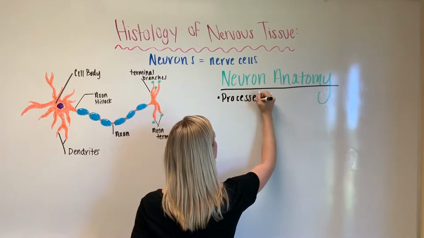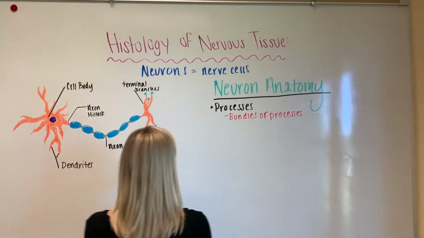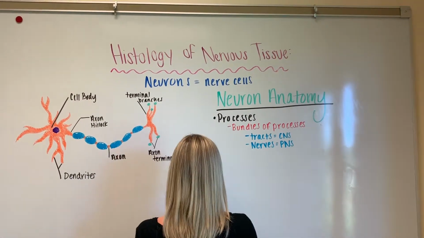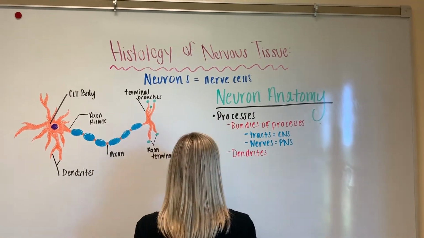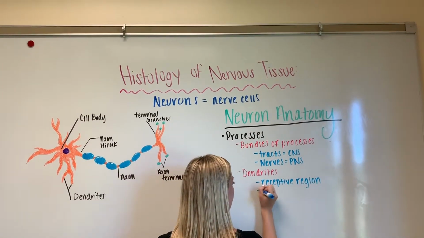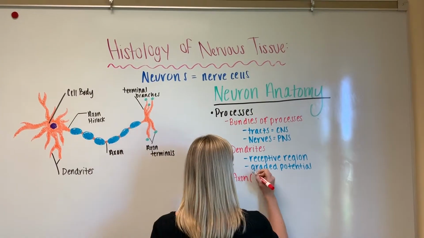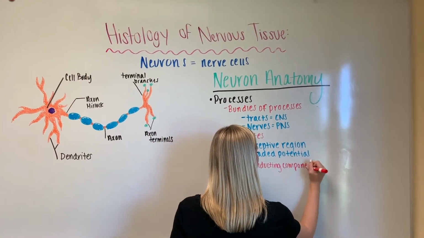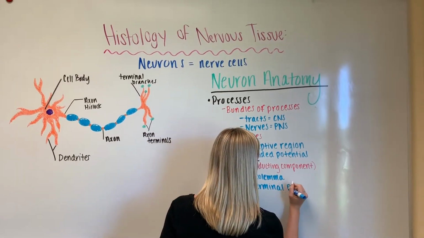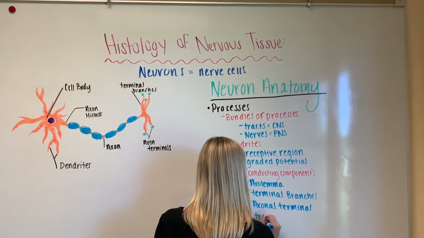Next, we have bundles of processes, also known as axons. In the CNS, they are referred to as tracts, and in the PNS are referred to as nerves. Now on to dendrites, which act as listeners of the neuron. They have a receptive region where they receive incoming stimuli. They also have a graded potential, which are charges in the membrane. Lastly, we have the axon, which consists of many features, the first being the axolemma. This is where a message is carried. We have the terminal branches, which are located toward the end of the neuron, and lastly, we have the axon terminal, which is a secretory component of the neuron.